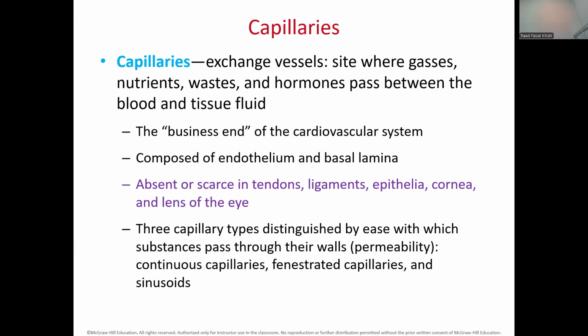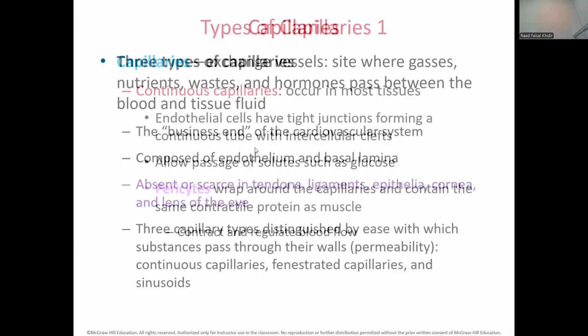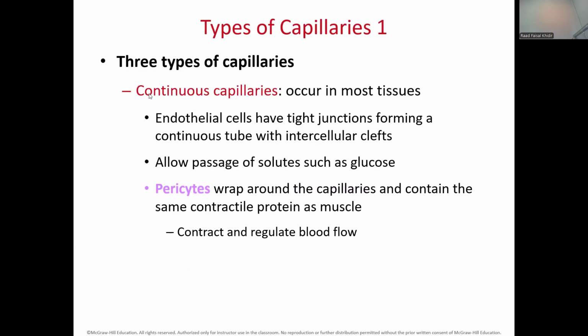So there are three capillary types, distinguished by the ease with which the substances are going to pass through their walls, and there are continuous capillaries, fenestrated capillaries, and sinusoids. Sinusoids are collection sites where blood is going to be accumulating in these sacs. So now let's look at the three types of the capillaries. There are continuous capillaries, and these are the most prevalent on all the tissues.